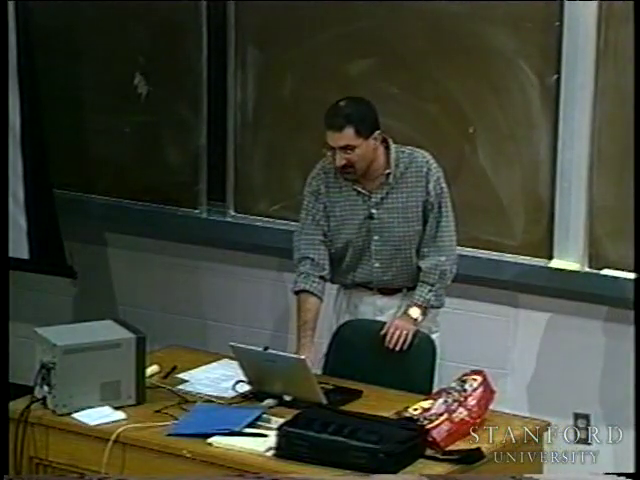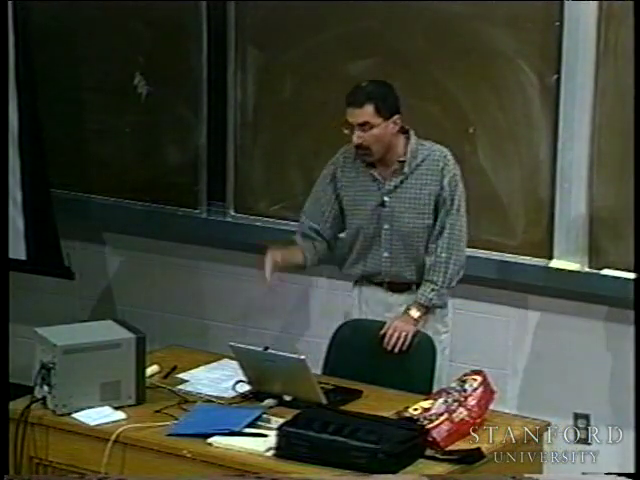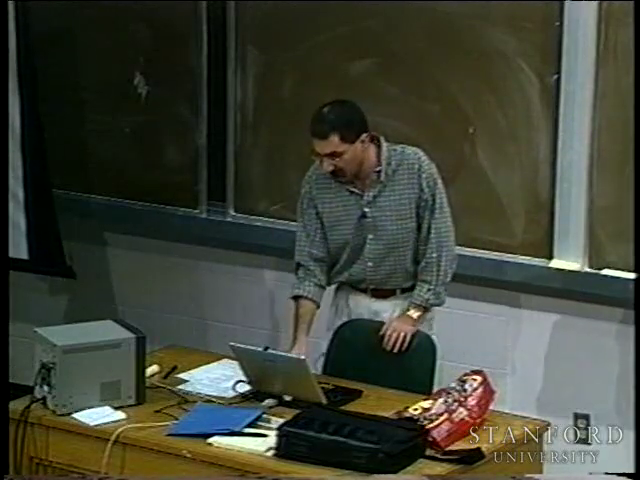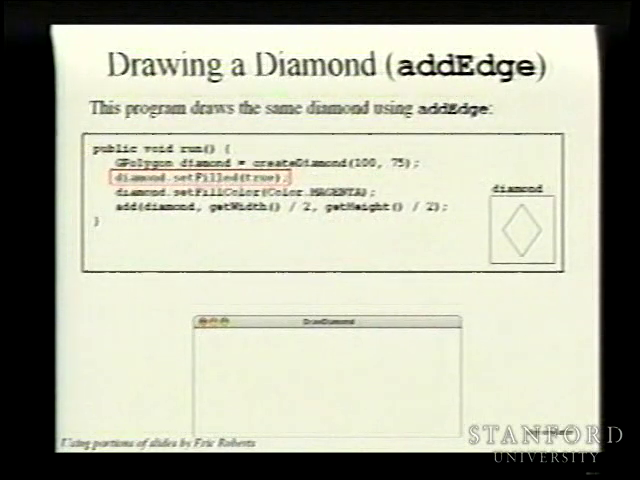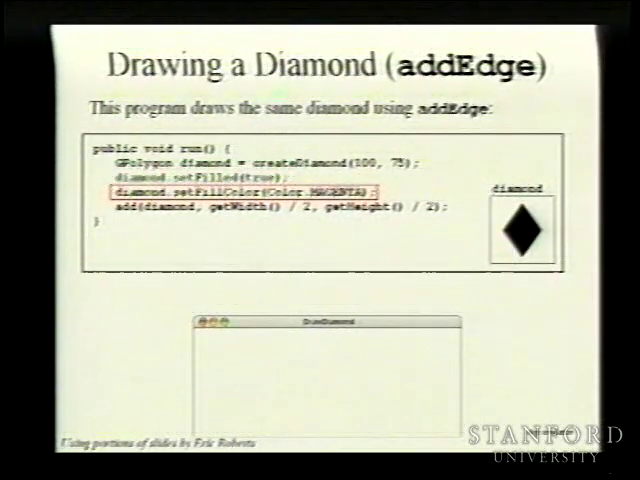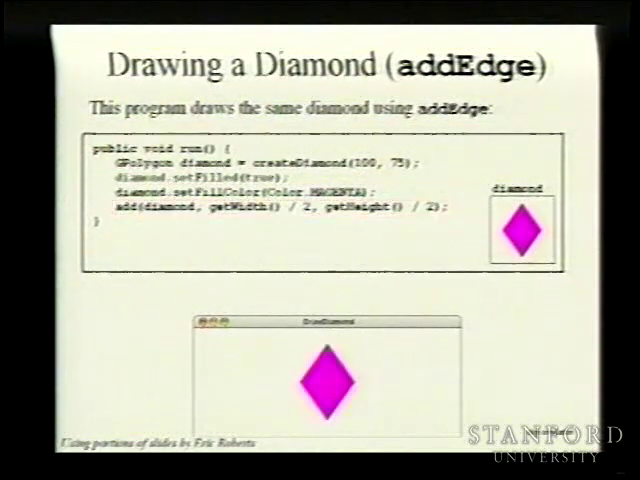Okay? And so basically if I follow this all the way around, what I do is I add edges. Again, after I add that last edge, the polygon is closed for me automatically. I get back the same diamond. I'm just now doing it with edges instead of with vertices. Same sort of deal. I make it magenta because magenta is a fun color, and I write it out to the screen. Okay? So that's G-polygon.